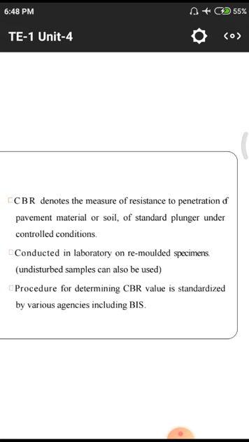The first thing is that CBR denotes the measure of resistance to penetration of pavement material. Pavement is normally constructed on the soil strata, so it denotes a measure of resistance to penetration of pavement.